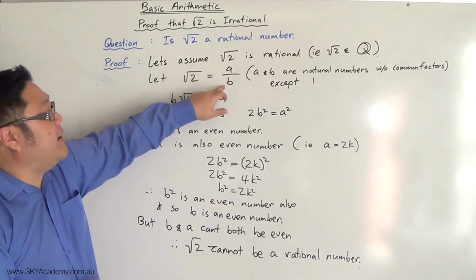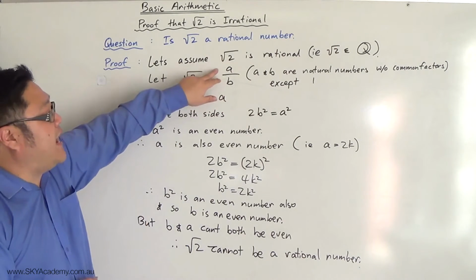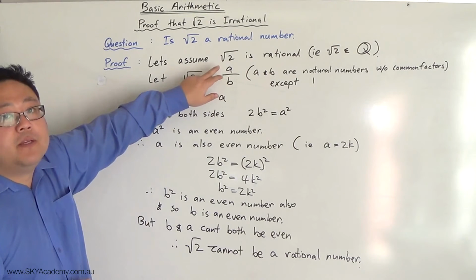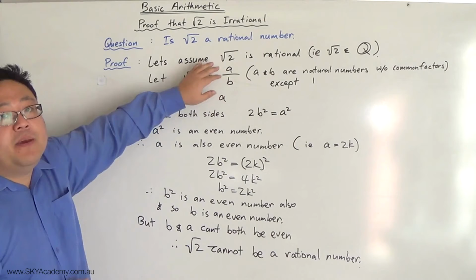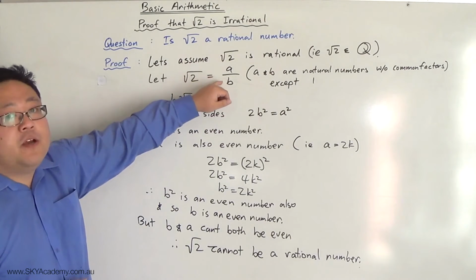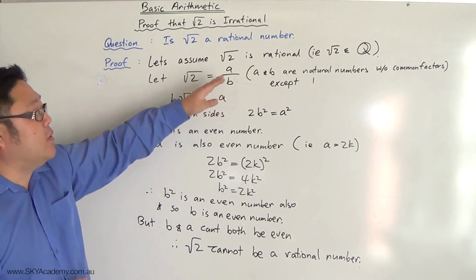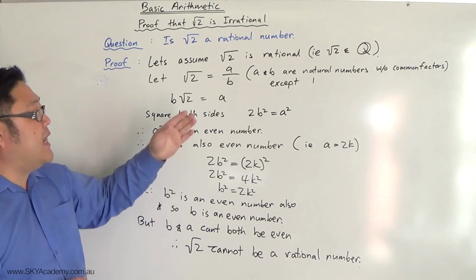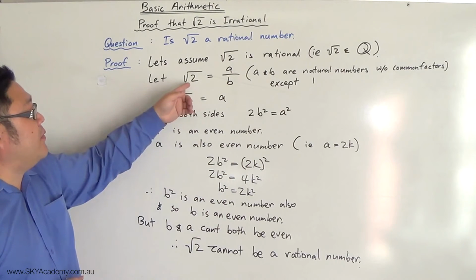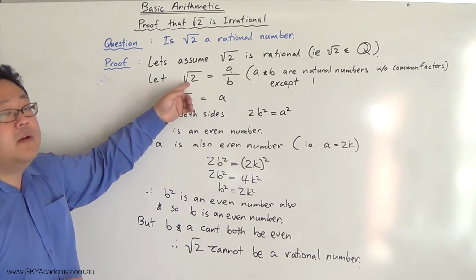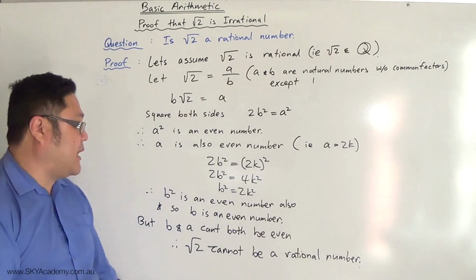Because if a and b are both even, and here we've proved that they have to be both even, then a over b cannot be a rational number, because there will be some factor that can simplify a and b down to smaller numbers, but those smaller numbers won't be a and b, and those smaller numbers will also have to be even as well, and it'll keep going on forever where you can't cancel it down. Therefore, the square root of 2 cannot be a rational number. It must be an irrational number.